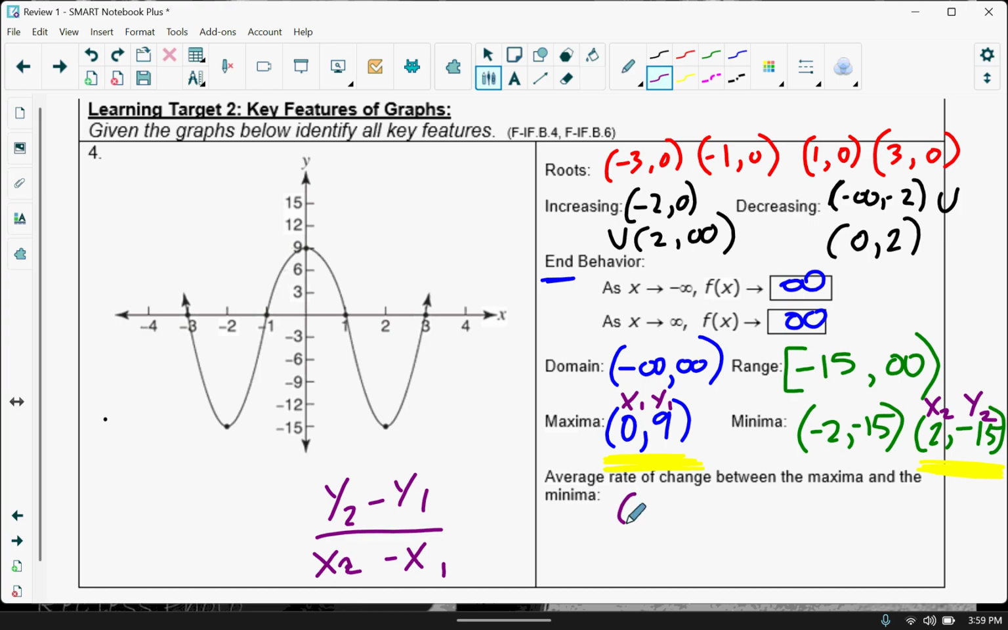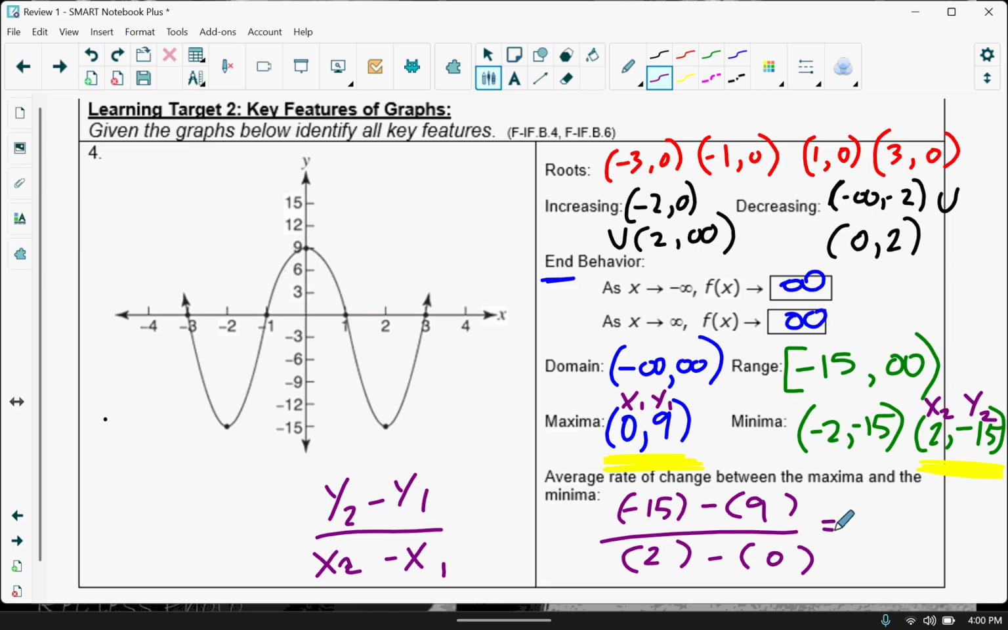And now I just have to substitute, which means I have a bunch of parentheses with a minus in between each set of parentheses. So I'm going to substitute the y2, that's going to be -15. I'm going to substitute the y1 next on top, so that's going to be a 9. Then I'm going to substitute x2, that's a 2. And then I'm going to substitute x1, so that's a 0.